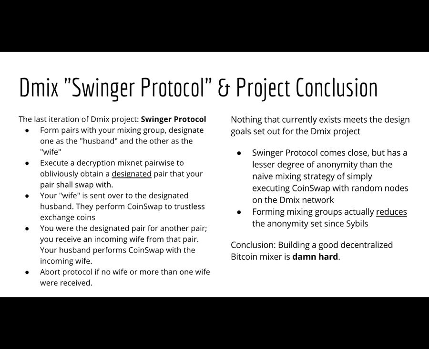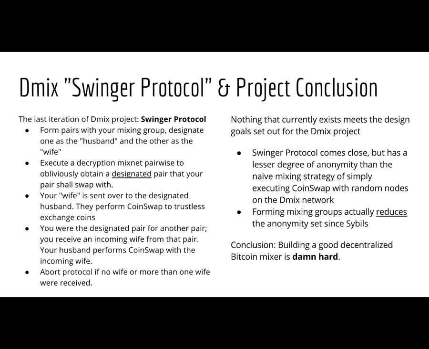All right, so we've looked at a lot of the components in decentralized mixing. I want to wrap up our demix project with something that we dubbed the swinger protocol. This is the last iteration of our project, and we leverage the idea that coin swaps allow you to do atomic trustless swaps, and mixnets allow you to find a permutation among a group of people without any of the participants knowing the full permutation.